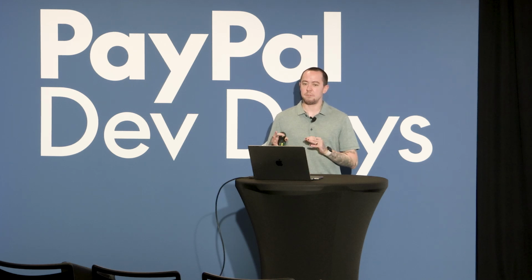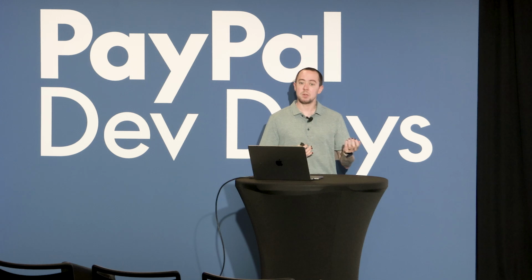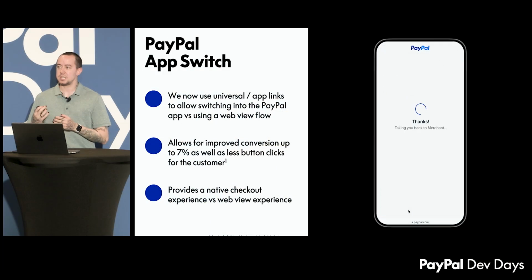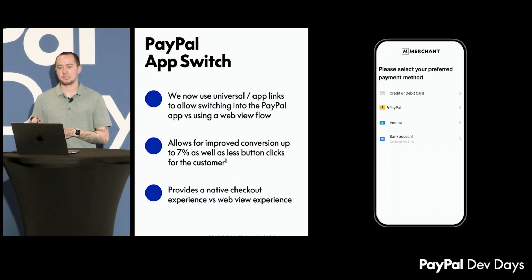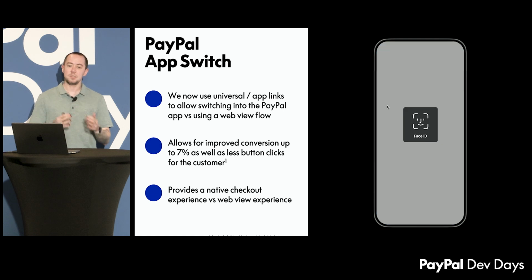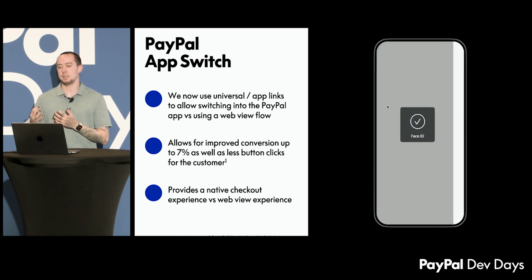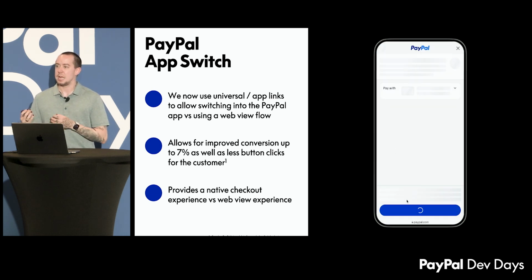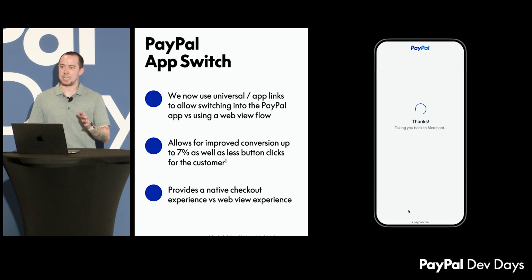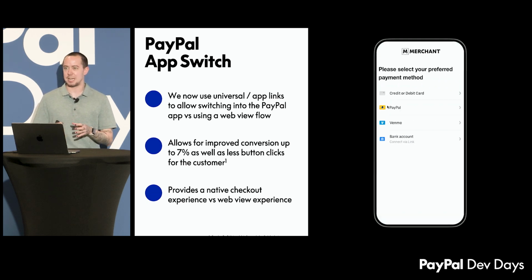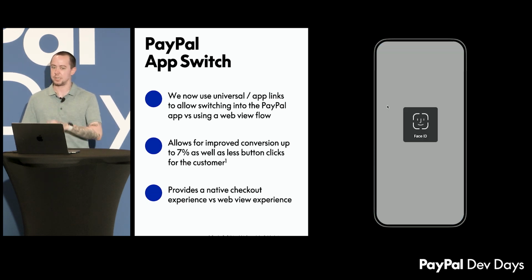To focus on a few key features that we've added within the past few years, a big one is PayPal App Switch. This uses universal links to allow switching into the Venmo app versus using a web view-based flow. That's nice because it's a native-to-native experience versus being in a mobile app and then presenting a web page and going from there.